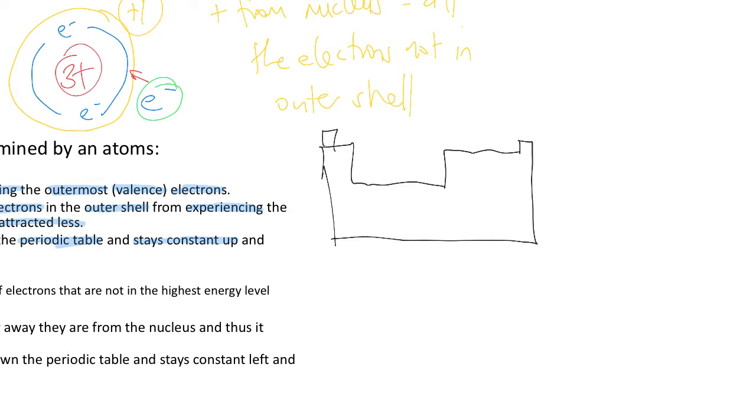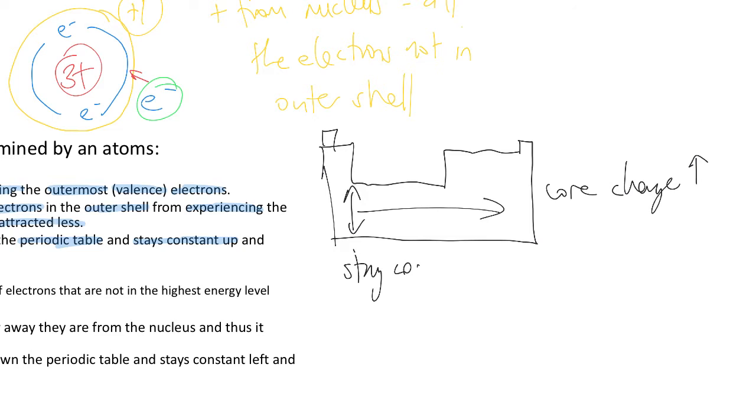Okay, and so as it goes this way, the core charge increases. But as you go up and down, the core charge stays constant. That's what it's saying. Up and down stays constant. Towards the right, the core charge increases.